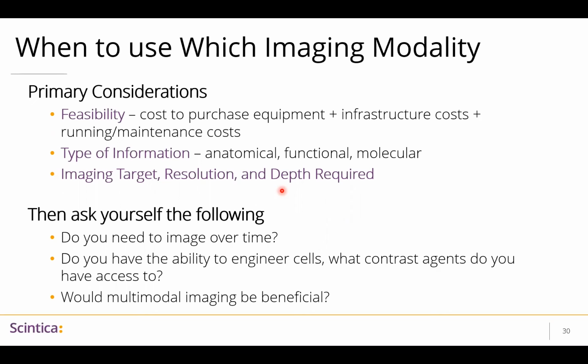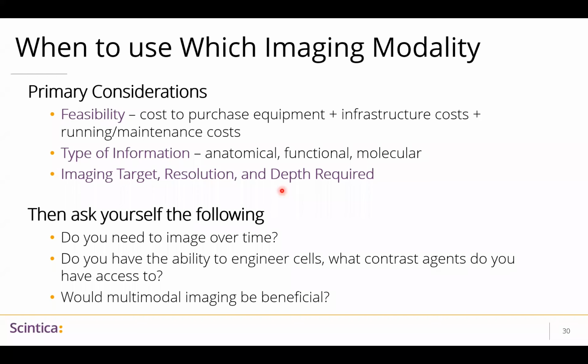That's if you're looking at purchasing a new system. What type of information do you need? Do you need anatomical, functional, or molecular? And what type of imaging target, resolution, or depth of penetration is required for you to image the specific target that you're looking for in the specific animal model that you're looking for?